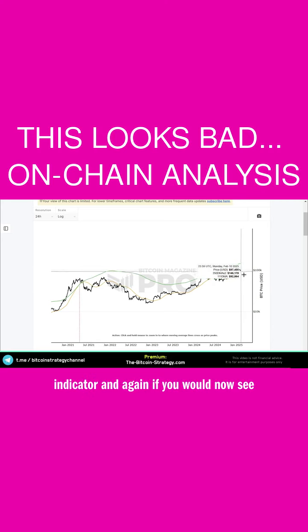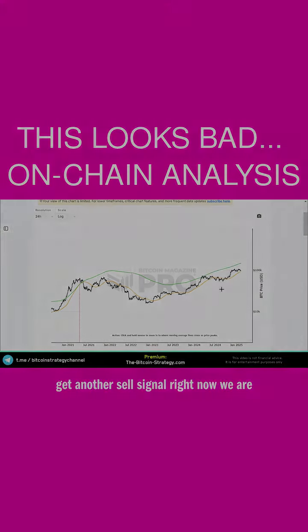And again, if we would now see the 111-day moving average crossing that 2 times 350-day moving average, we'd get another sell signal. Right now, we are very far.